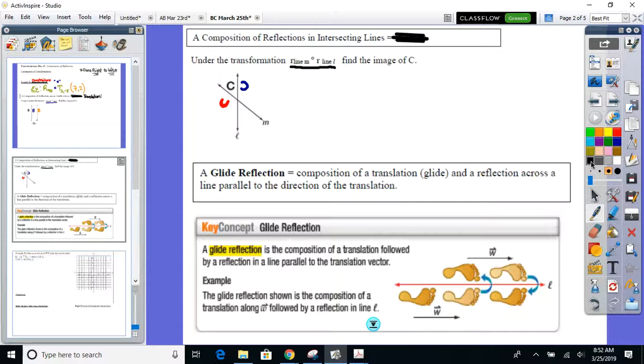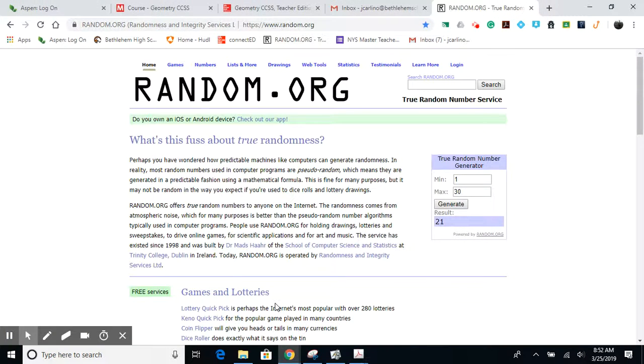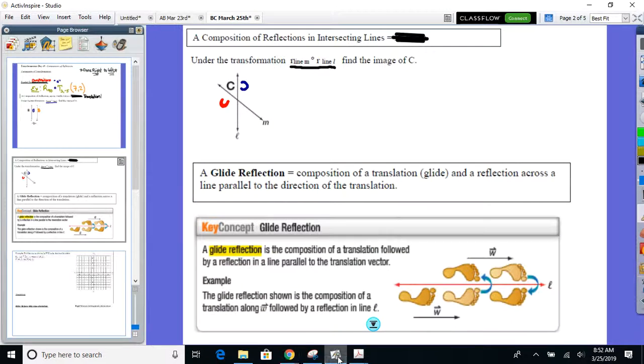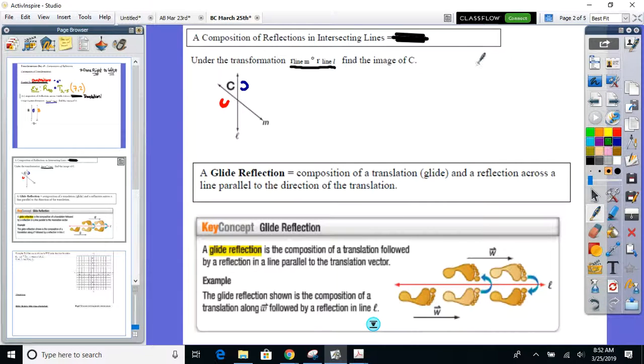So it doesn't look like I translated it, did I? To go from the original C to this ending C, what single transformation happened there? What single transformation to go from this beginning C to this ending one? Rotation. Yep. All right, everybody good?